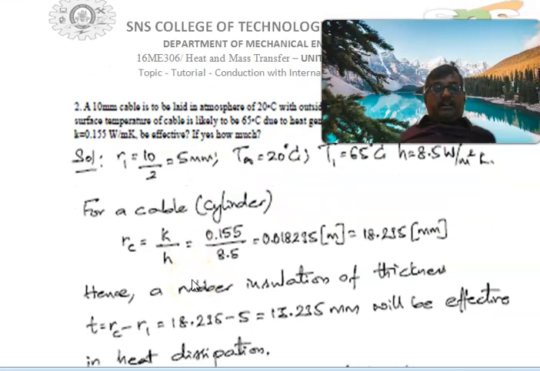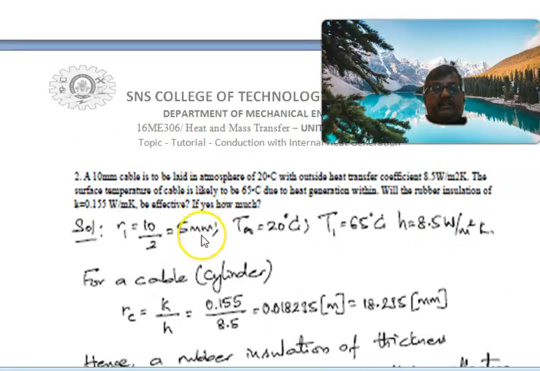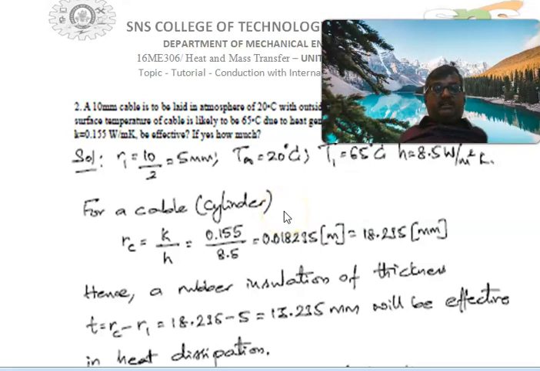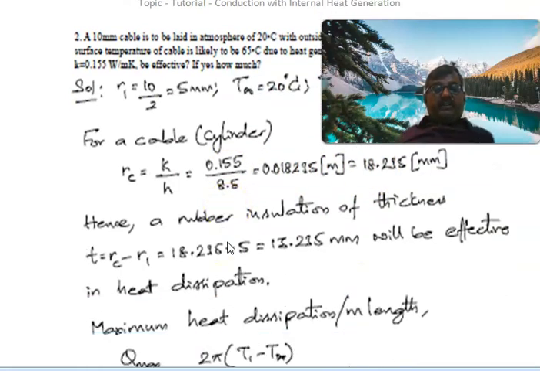Let me see. R1 equals 10 by 2, that is 5 mm, and T infinity is given, T1 is given, h value is also given. For a cable, considering it is cylindrical in shape, Rc equals k by h like the previous problem. We are finding the value in both millimeter and meter. A rubber insulation of thickness t equals Rc minus R1, 18.231 minus 5. So it will be effective in heat dissipation. So 13.235 mm will be effective in heat dissipation.